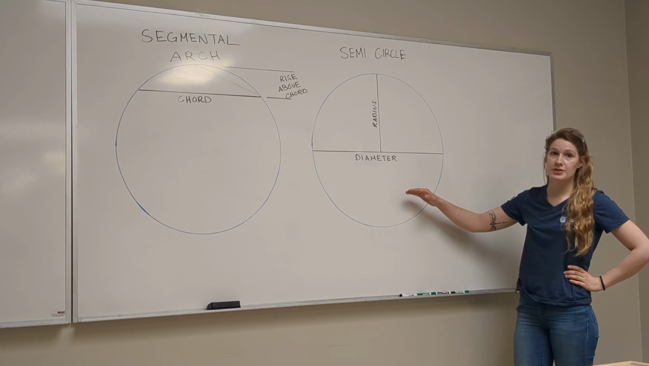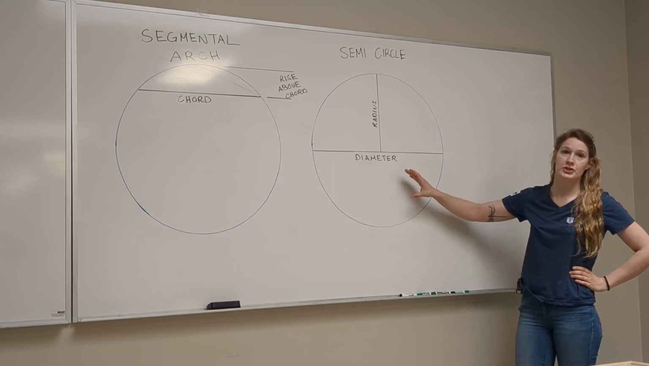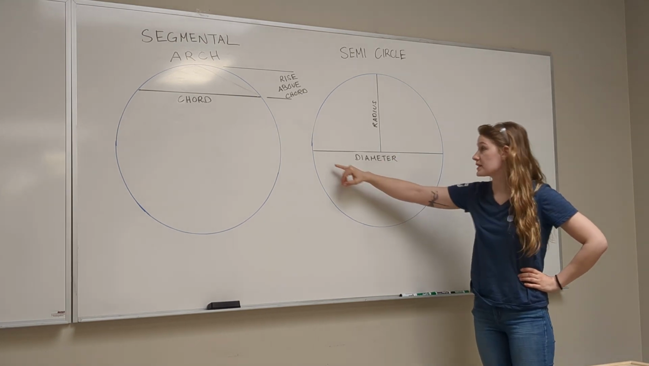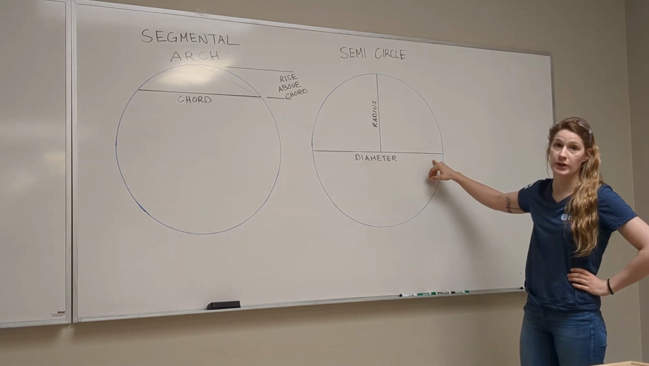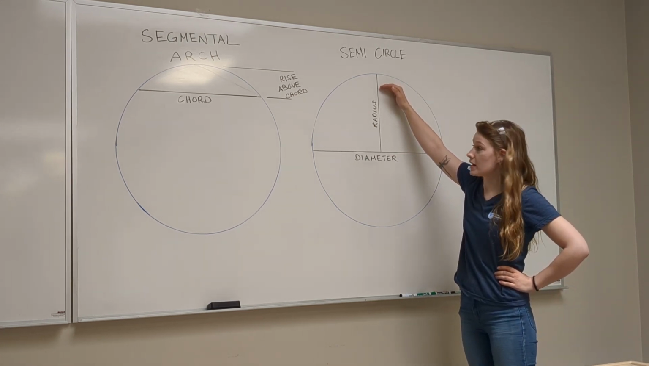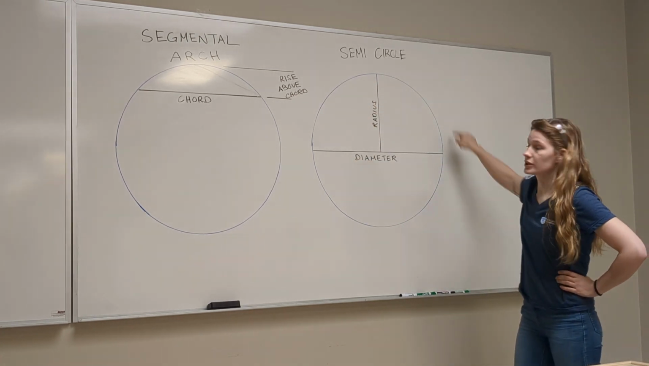When we are looking at a semicircle, we have the very basic terminology of the components of a circle, so we know that the diameter is the longest line going across a circle. We know that the radius is half of the diameter, and we have our circumference.